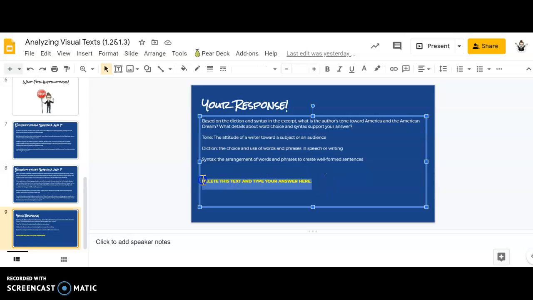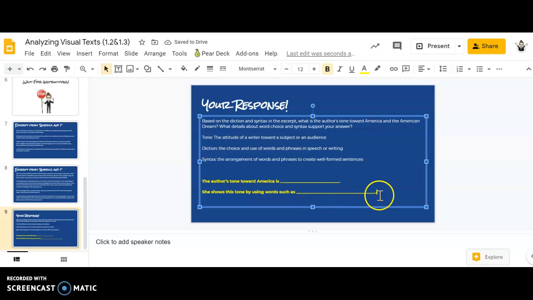So here, if you want to use some sentence starters, you would say something like the author's tone towards America is, and then you would fill in the blank with whatever word you feel should go there. And then she shows this tone by using words such as, and then you would provide a quote or a word and explain briefly how that shows what you've said her tone is.